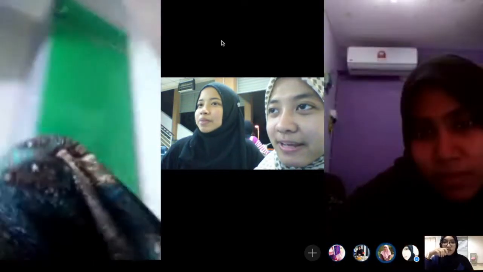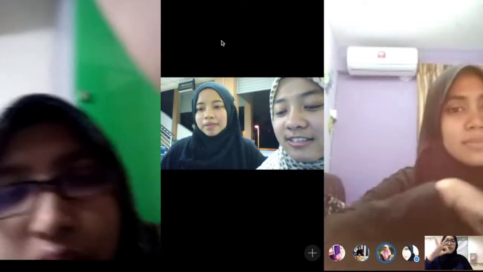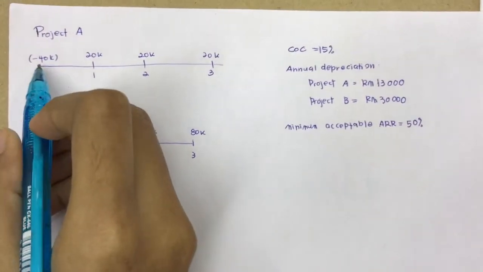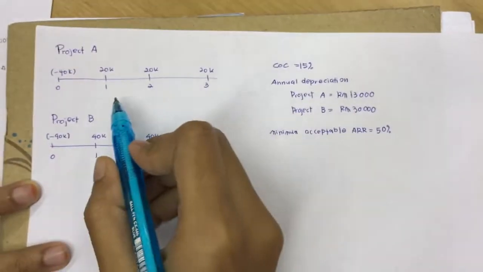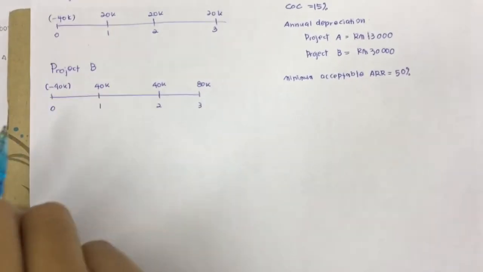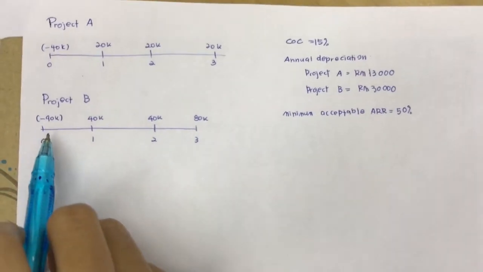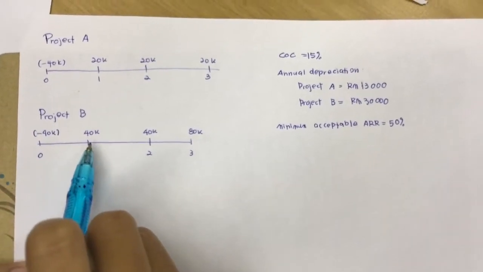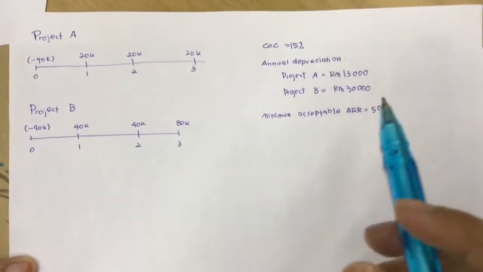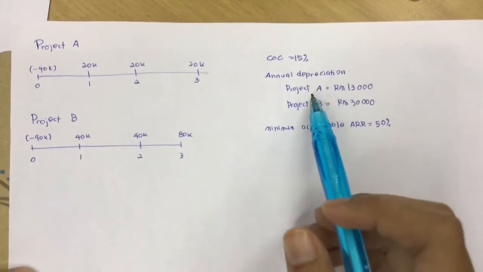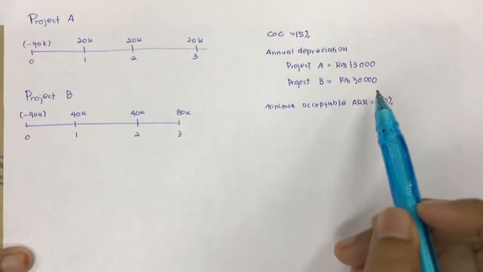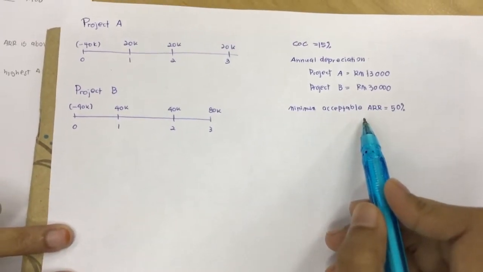For accounting rate of return, for project A, it has the initial investment of 14,000, and for each year, it has 20,000 for each year. However, in project B, the initial investment is 90,000, and for year 1, it has 40,000. Same with year 2, and in year 3, it has 18,000. And the cost of capital is 15%. For project A, the depreciation is 13,000. For project B, the depreciation is 30,000, and it has the minimum acceptable accounting rate of return of 50%.